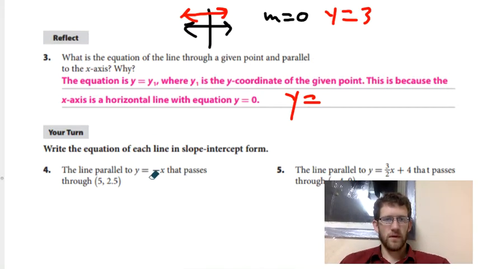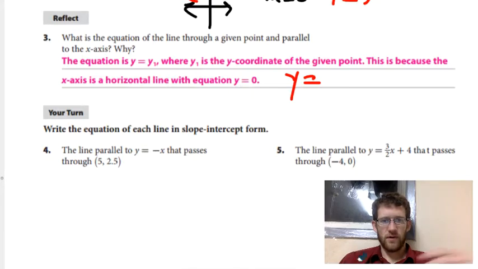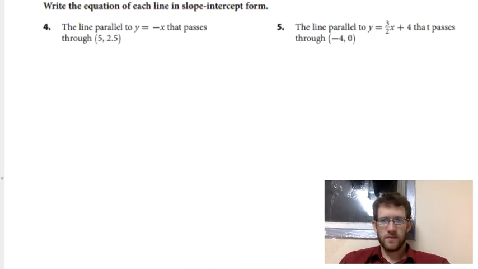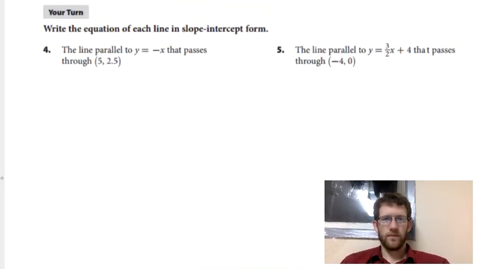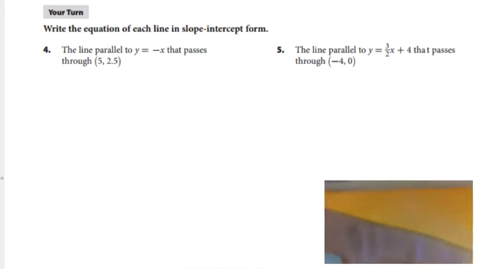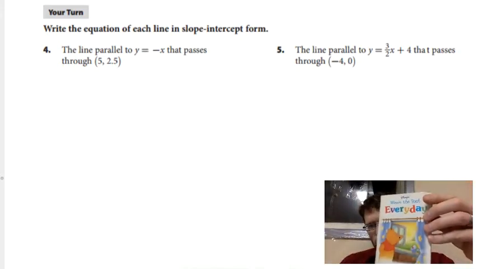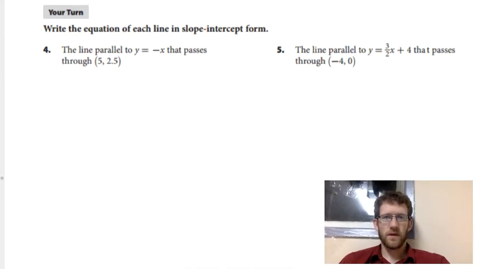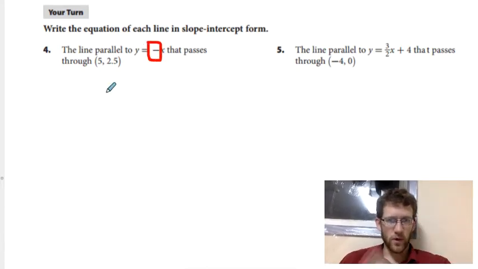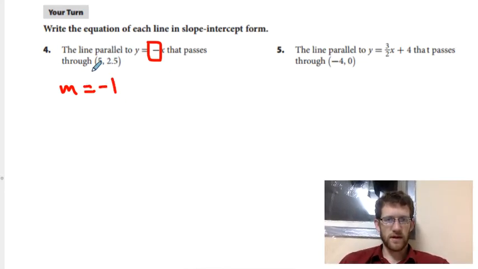Cool. See if we can do 4 and 5 real quick. Okay. Pause. Okay, 4, we're going parallel to this line. This one's tricky. The slope here isn't negative, there's a little hidden 1. So the slope is -1 because we're going parallel. And the point is 5, 2.5.